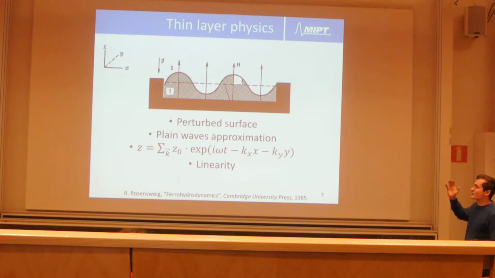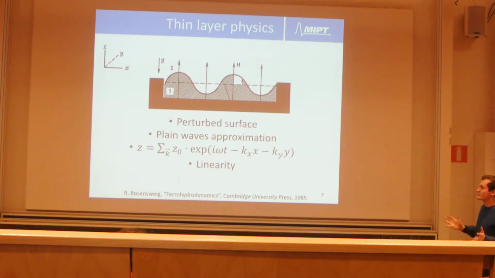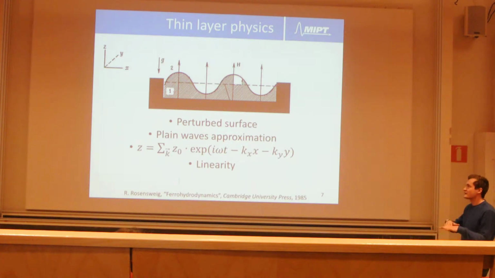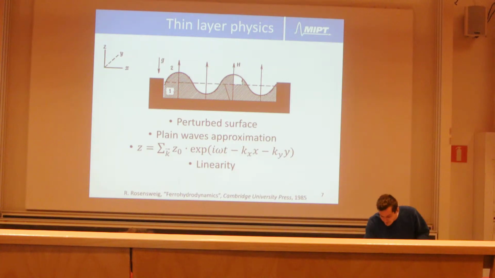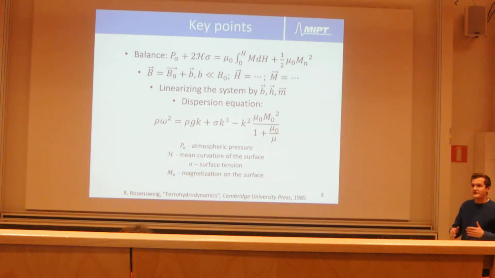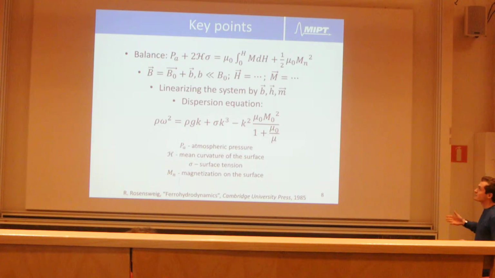An experimental fact: when we reach a critical magnetic field, we see a system of peaks on the surface of ferromagnetic fluid. What was done theoretically is a plane waves approximation with linearity of every component. Here you can see the approximation. Z is the form of the surface, and the plane axes are X and Y. The analysis of this problem is really huge, though it can seem rather simple. But here are the key points of this analysis.